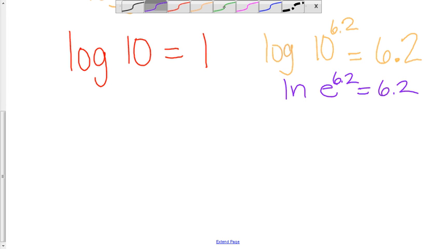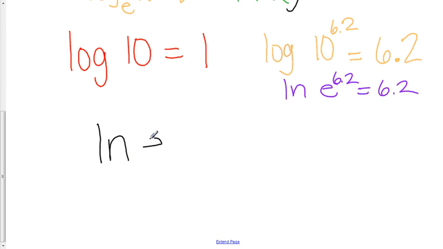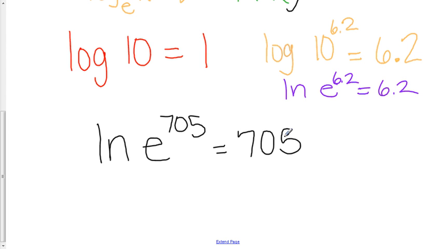One final example would be ln of e to the 705. And that would equal 705.